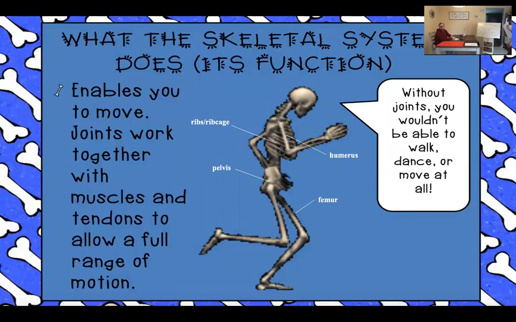Third, the skeletal system enables us to move. Joints work together with muscles and tendons, and that allows us to have full range of motion. On this image, you can see the rib cage again. We have the pelvis, which you can also refer to as the pelvic girdle, and it makes up that whole area. We also have the femur, the largest bone in the body, and the humerus, which is this bone right here, our upper arm bone. Doing okay?